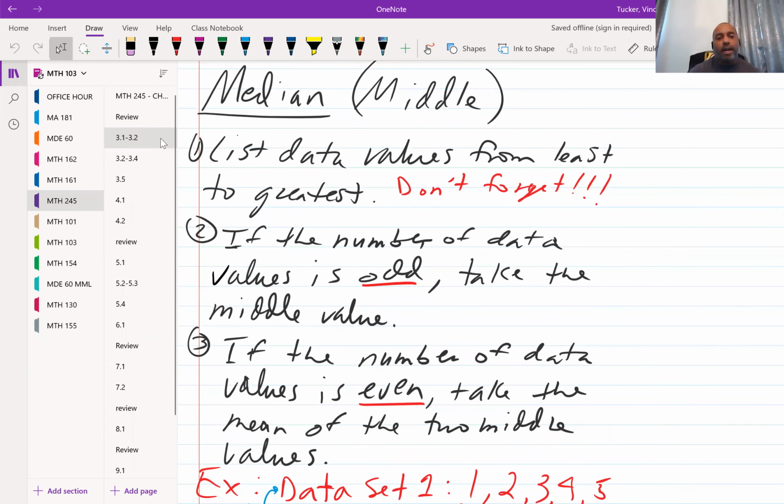So if the number of data values is odd, you're going to just take the middle value because if you have an odd number of data values, then you will have a middle value. But if the number of data values is even, then you don't actually have a legit middle value. So what you'll do is you take the two middle values, add them together and divide by 2 so that you take the average of the two middle values. So we'll do that in a second. Just want to give you a chance to write down the steps.